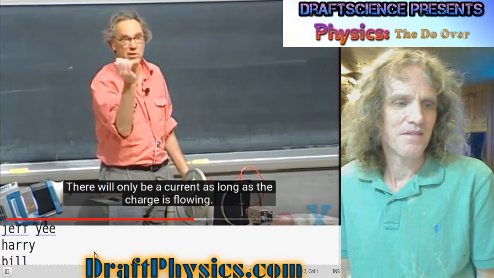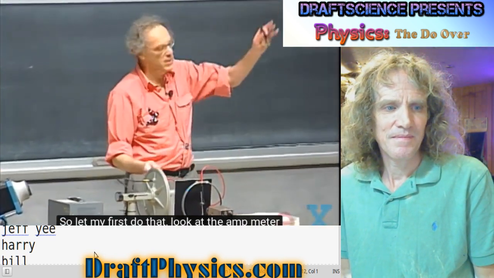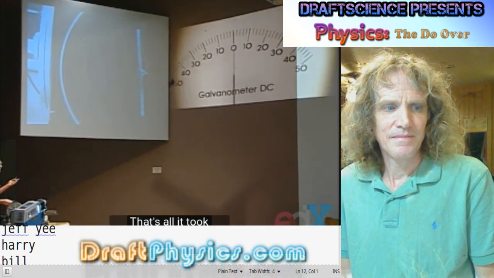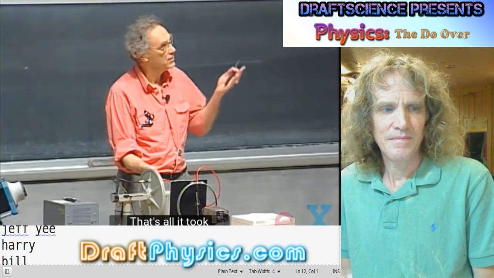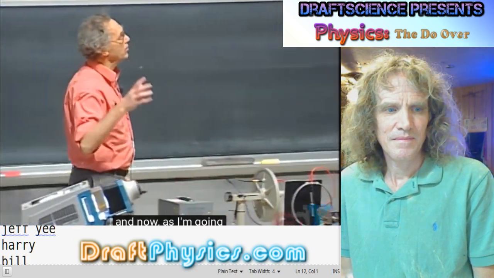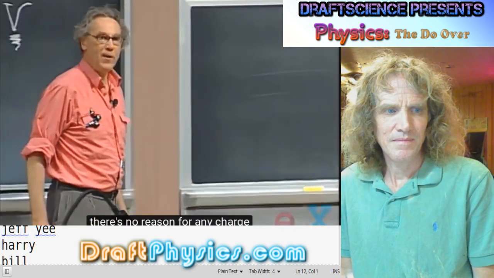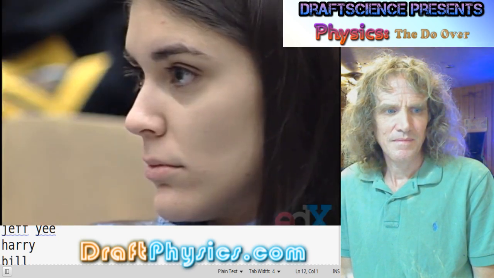It will only be a current as long as the charge is flowing. So let me first do that. Look at the amp meter there. 3, 2, 1, 0. That's all it took to charge this plate. It's now fully charged, 1000 volt difference. And now, as I'm going to increase the gap, there's no reason for any charge to go away from the plate, so the amp meter will do nothing.